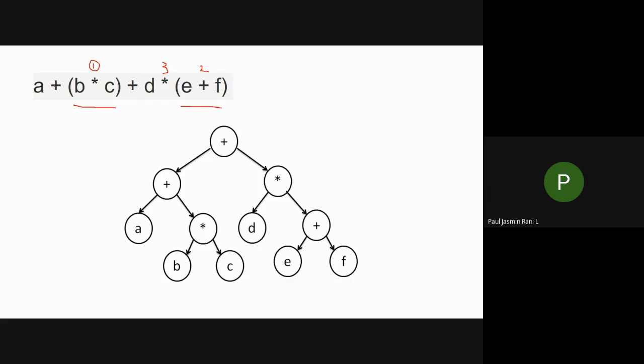After that I have this plus and this plus. So I have an equal priority, isn't it? If you have an equal preference, again you have to go from left to right. So this is marked as 4 and this is marked as 5. Okay, so this will be your first step.